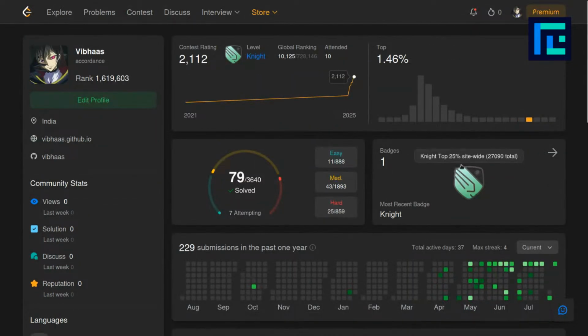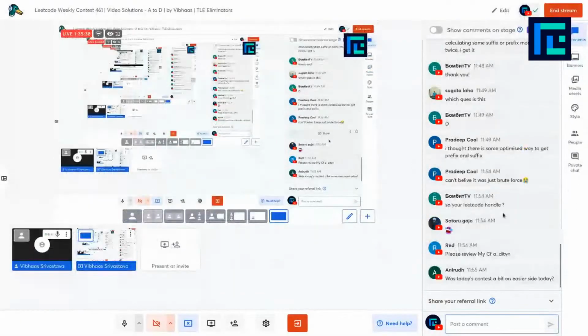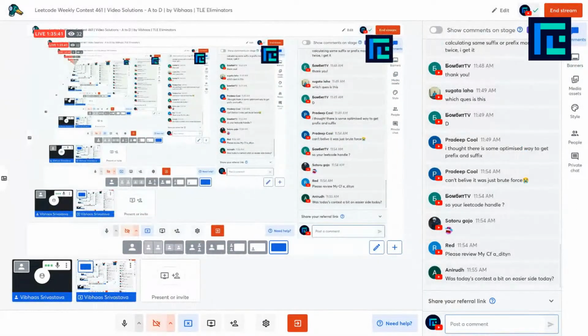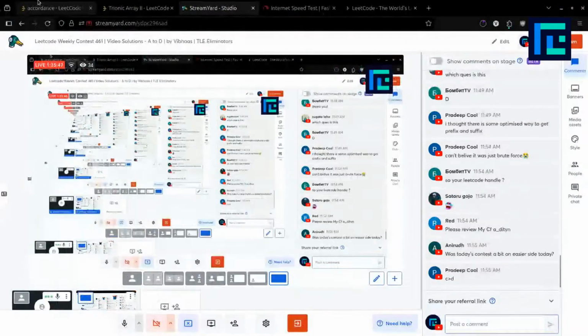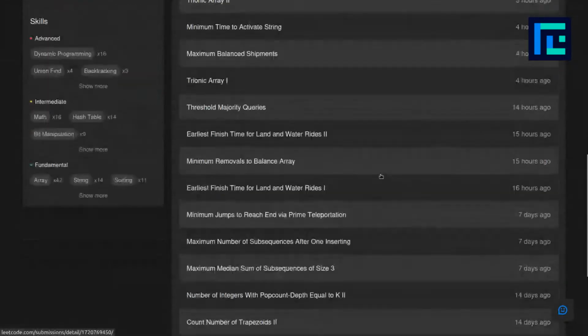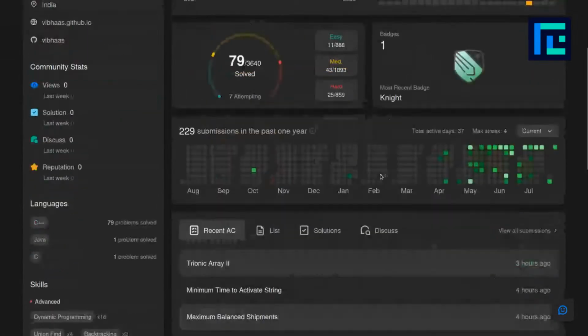Yeah, today's contest was a bit on the easier side. Yeah, I also found C slightly harder than D. Although D I was overthinking a bit and implementation was also a bit longer. So yeah.